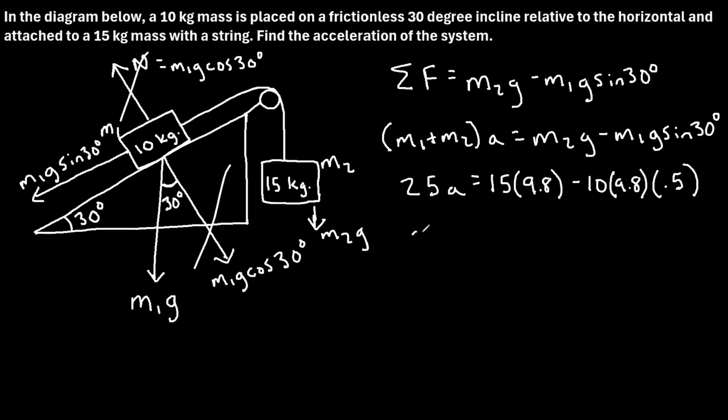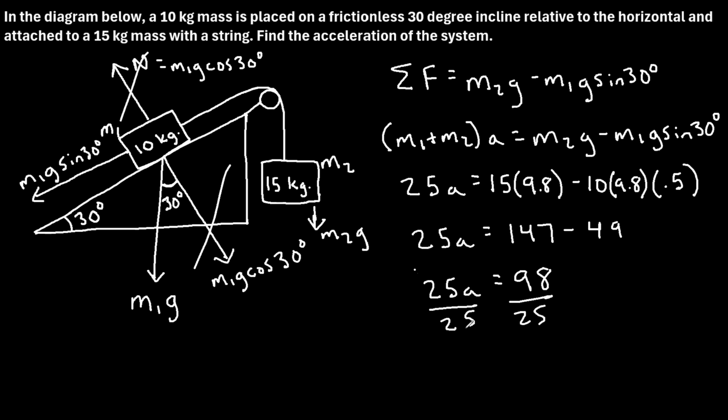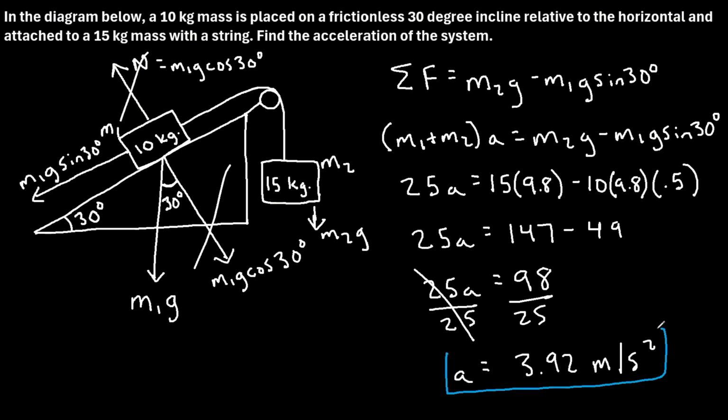So if we simplify a little bit, we get 25a is equal to 15 times 9.8, that turns out to be 147, minus this quantity, that turns out to be 49. So we end up with 25a is equal to 147 minus 49, that's 98. To solve for a, we'll divide both sides by 25. These will cancel out and we'll be left with a is equal to 98 divided by 25. That comes out to about 3.92. And we're talking about acceleration, so our units will be meters per second squared. So that will be the acceleration in this system.